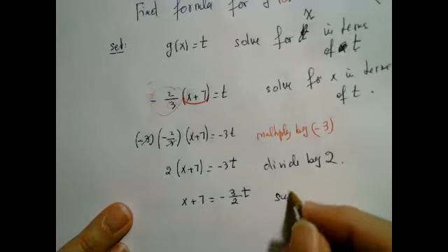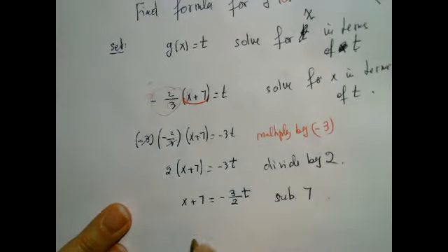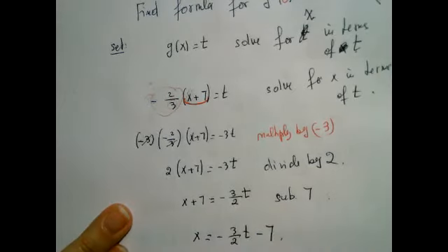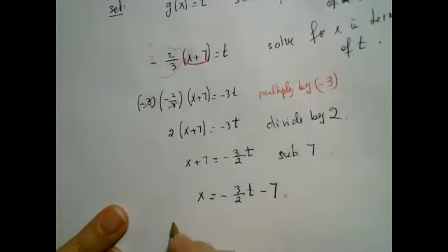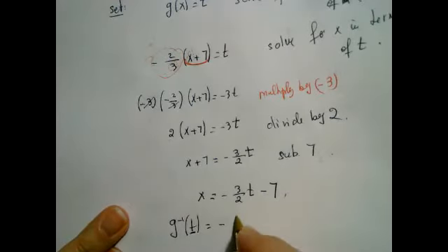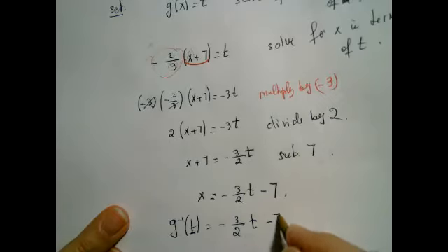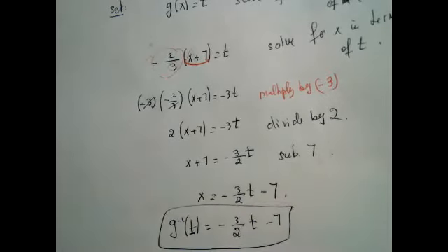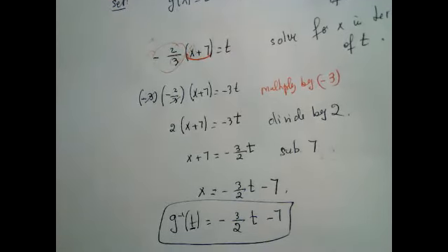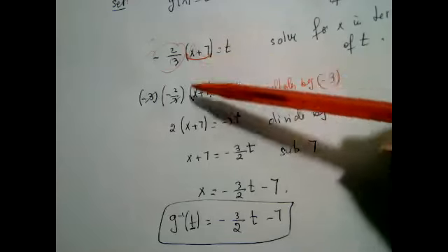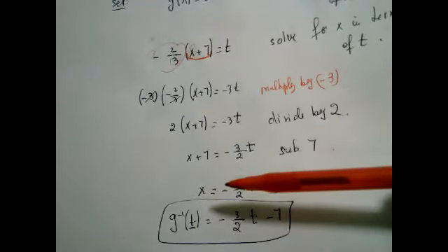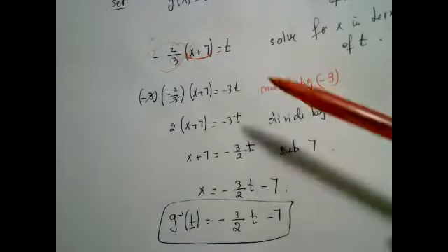Then we're going to subtract 7. And this gives me x equal minus 3/2 t minus 7. So this will give me a formula for G inverse. So if I know my output t, this gives me the input. Okay. And before we do another one, I will definitely have to make a comment about another faster way of doing this, that one of your classmates did mention it, but first I want to make sure you follow this approach.